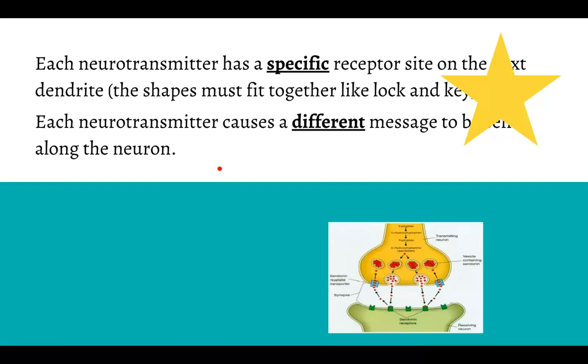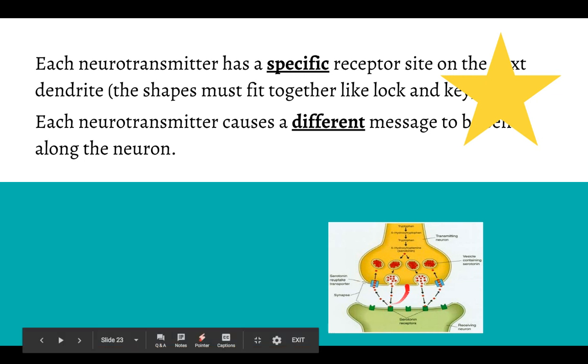They don't actually touch. All right, and each neurotransmitter has a specific receptor because we know that they have to be the same shape or they won't fit. If you look really close into this, you can see there are all different shaped neurotransmitters, but they are not all going to bind to the same receptors.